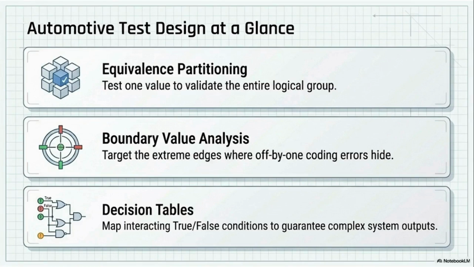In summary, precision automotive test design relies on three pillars. Equivalence partitioning allows us to validate entire groups with a single value. Boundary value analysis targets the extreme edges where coding errors hide. Finally, decision tables map interacting conditions to guarantee correct outputs for complex systems. Using these methods ensures our validation is both thorough and efficient. Thank you.